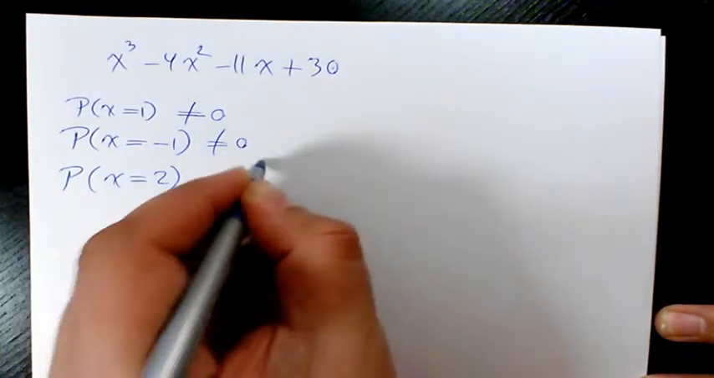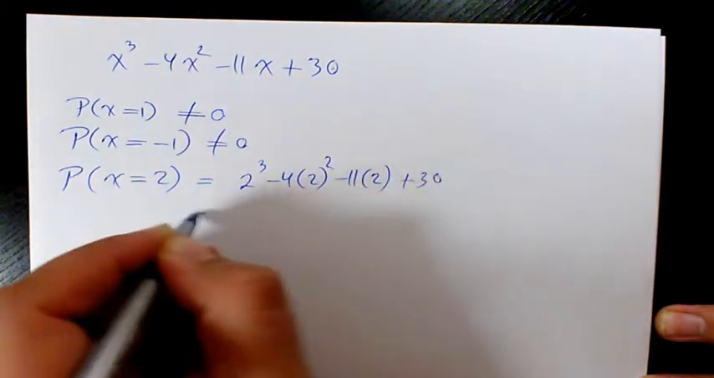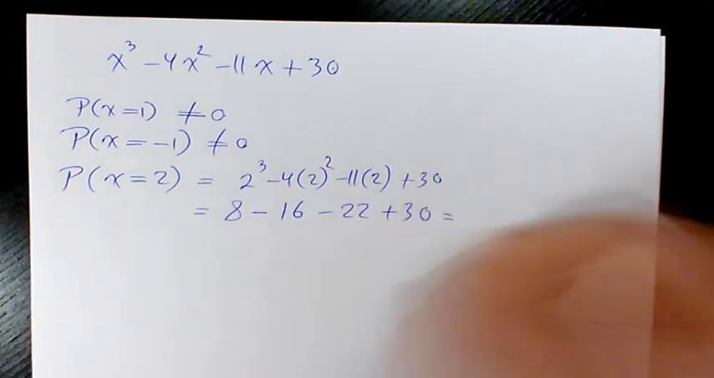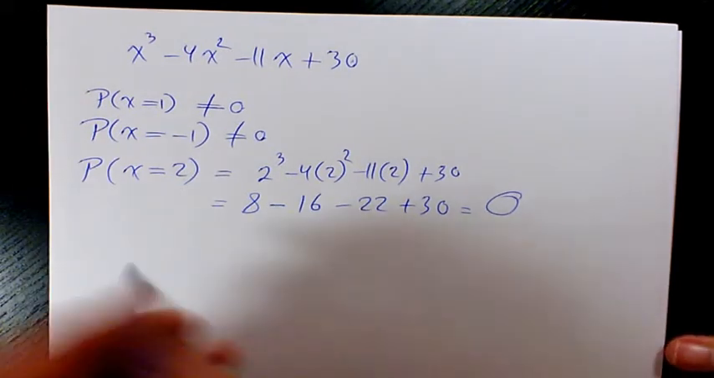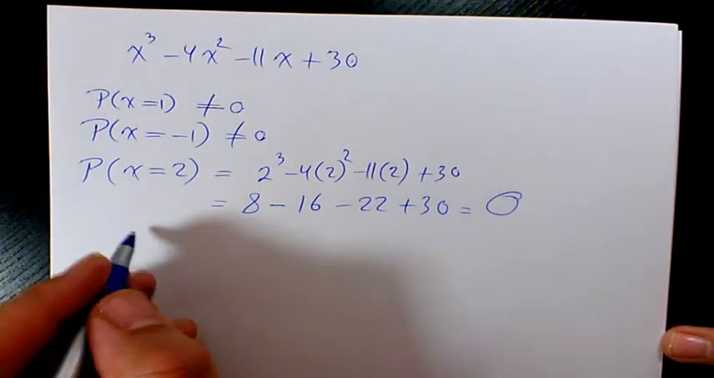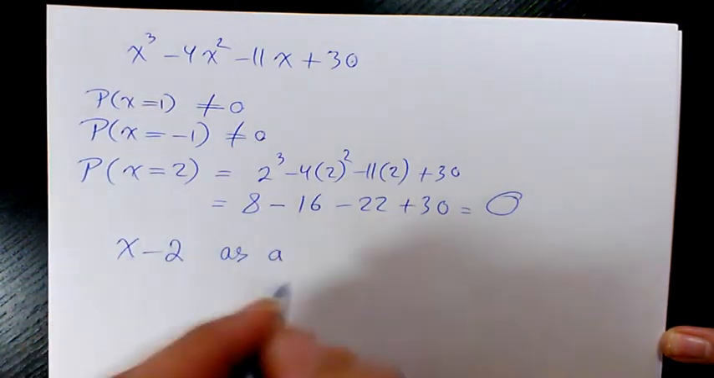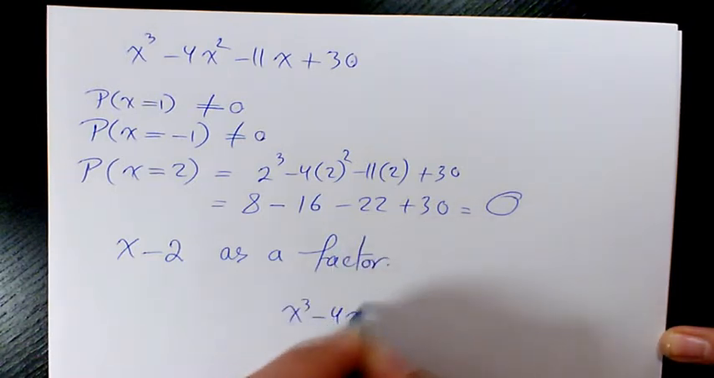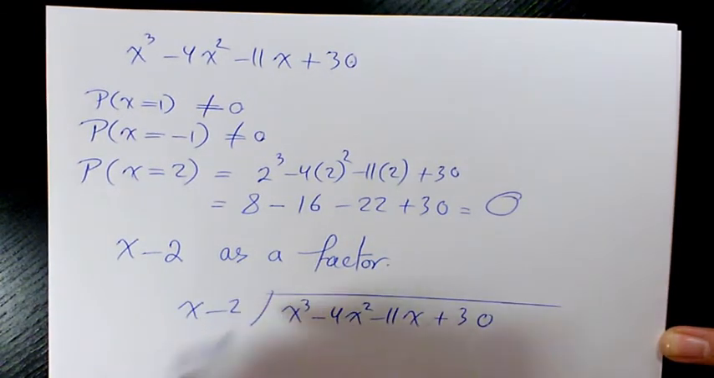In that case, it's going to be 2 cubed minus 4 times 2 squared minus 11 times 2 plus 30. That's going to be 8 minus 16 minus 22 plus 30. Going to be equal to 0. So we have x minus 2 as a factor. So we have x cubed minus 4x squared minus 11x plus 30. That's going to be divided by x minus 2 as a factor.